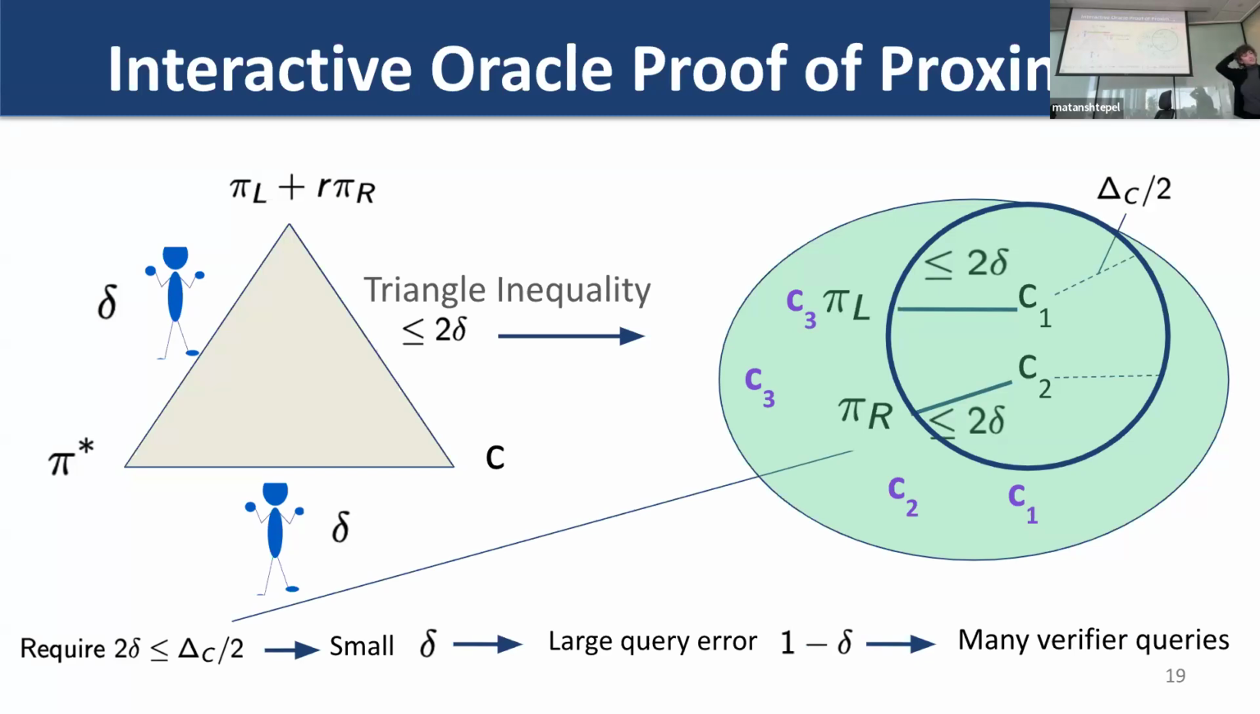What's delta C over 2? What's delta C? Sorry, that's a good question. That is the minimum Hamming distance of that code. Okay, so not fractional? Fractional, yeah, relative distance. Okay. And delta is the distance that you're checking the purported linear combination is from the actual linear combination. Yes, exactly.